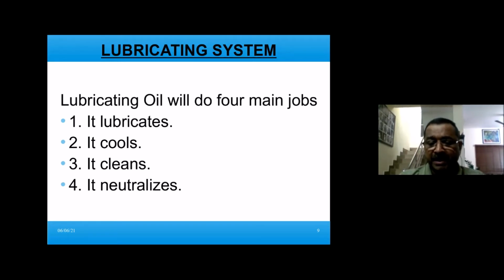So lubricating oil has a basicity. You know what is acidity and basicity. So lubricating oil generally has the quality of basicity, so it neutralizes the acidity inside the cylinder. So lubricating oil is doing these 4 major duties. It lubricates, it cools, it cleans, and it neutralizes. So you have to take great care about the lubricating system of your engine.